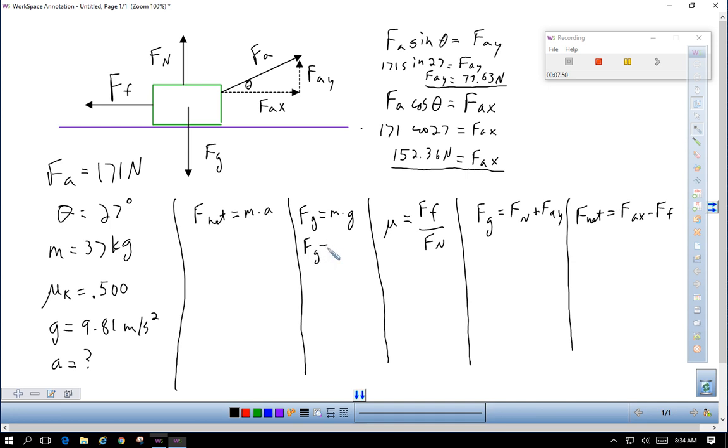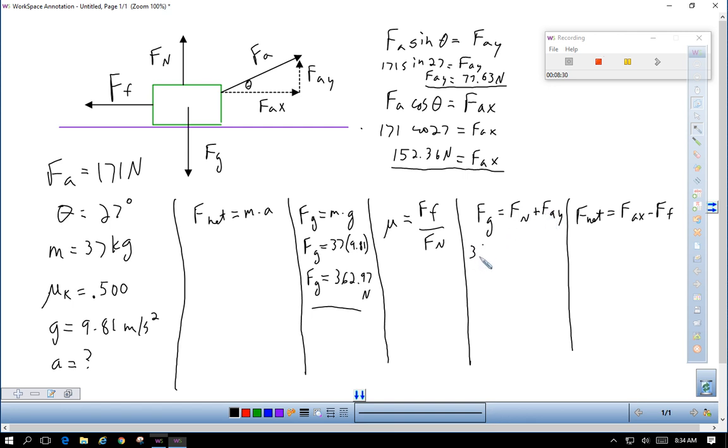I'm going to start here with Fg, which is equal to 37 times 9.81, which is going to be equal to 362.97 newtons. Okay, so there's Fg. I don't know Fnet yet. I know m, and I'm looking for a, so I can't really do any work there. Well, I just found Fg, and I know Fay, so that'll lead me over here.